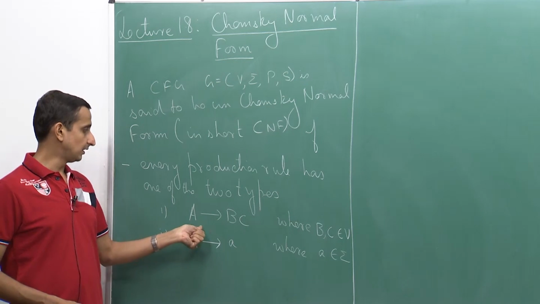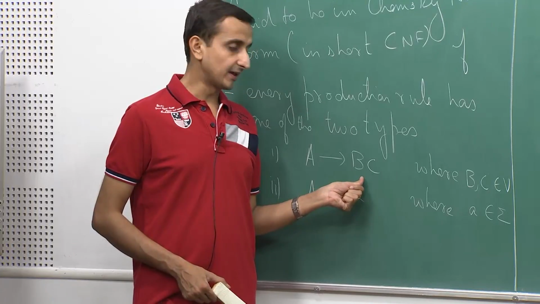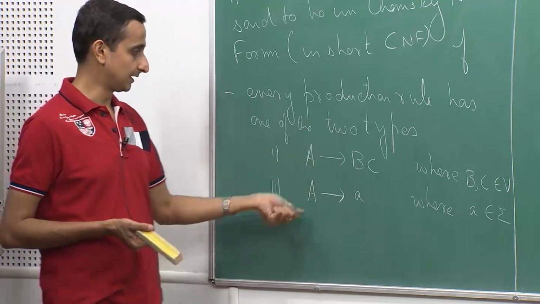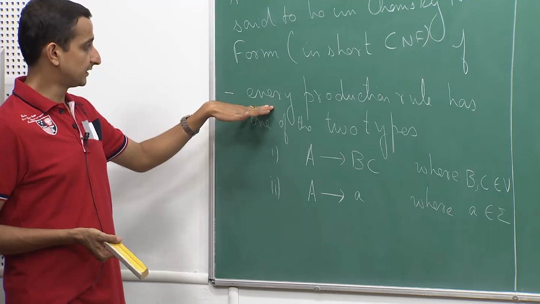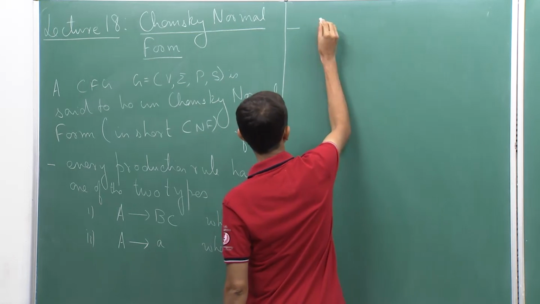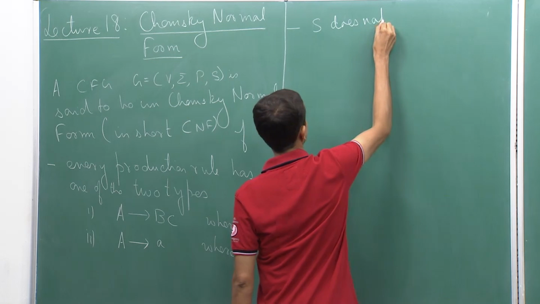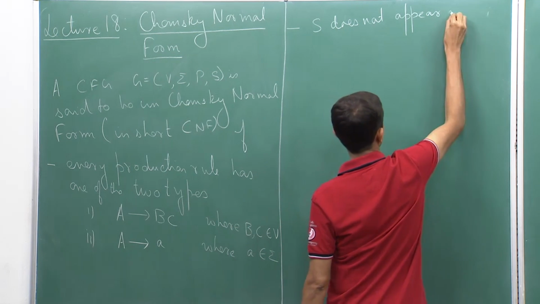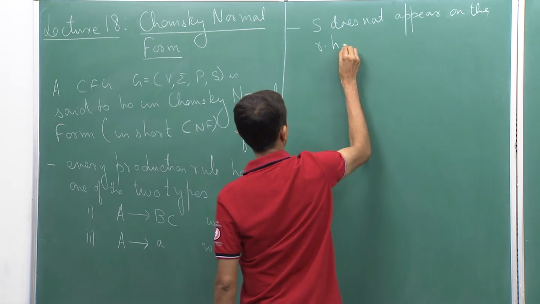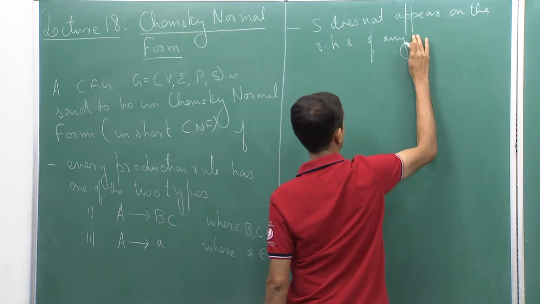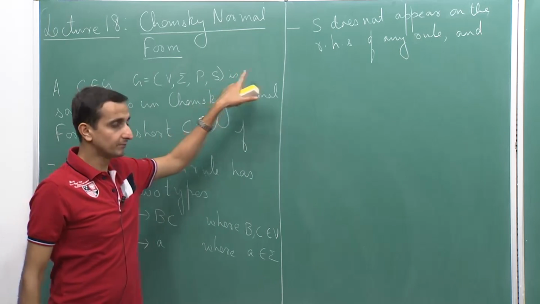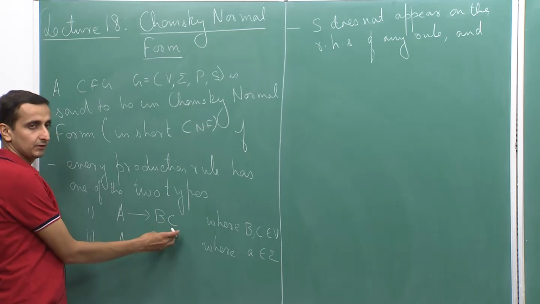So, you either have a variable going to a concatenation of two variables, or a variable going to a terminal. Well, almost all production rules, there is just one exception, I will come to it. So, this is the first condition, that every production rule has one of the two types. The second is S does not appear on the right hand side of any rule. So, our start variable does not appear on the right hand side.